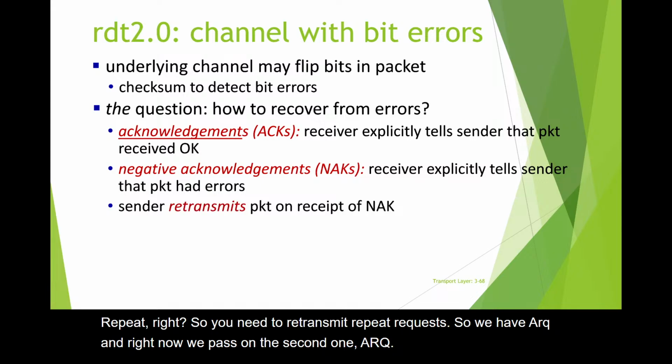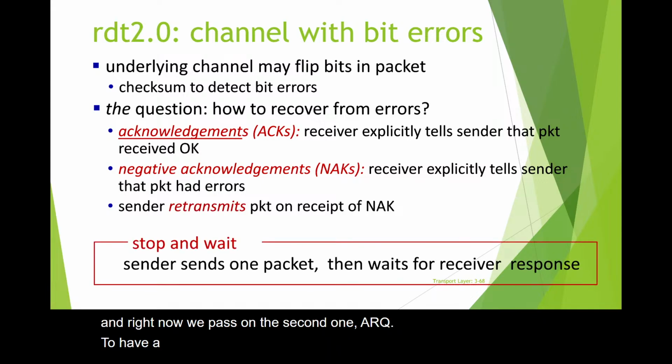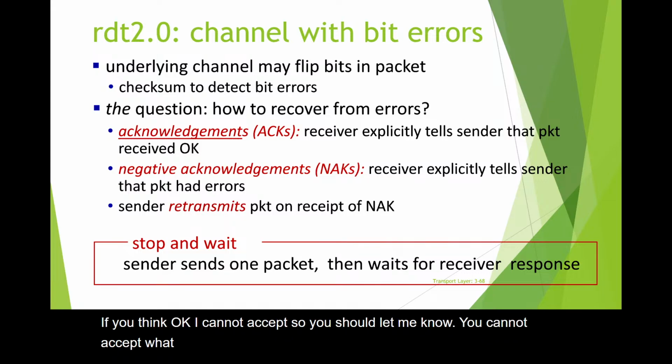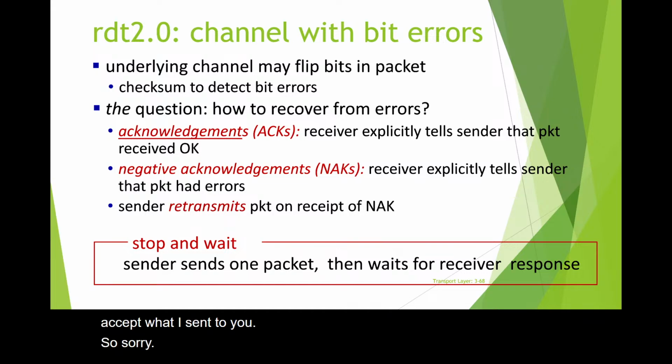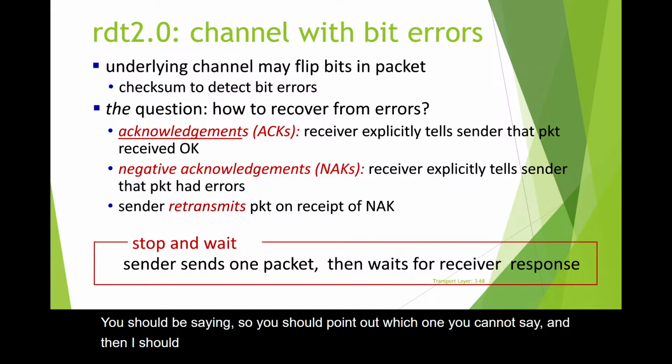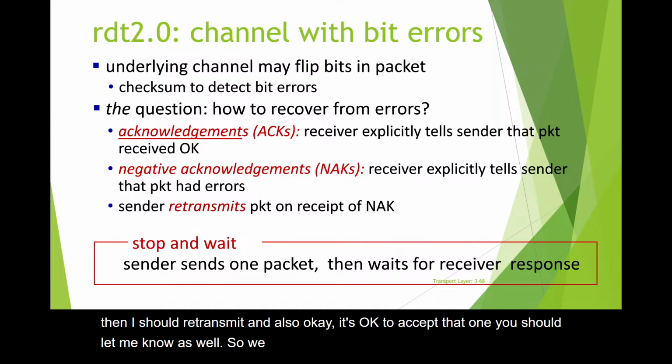To have ARQ, we should have a mechanism. If you think, okay, I cannot accept, you should let me know. You cannot accept what I send to you. If so, you should point out which one you cannot accept, and then I should retransmit. And also, okay, it's okay to accept that one. You should let me know as well. So we have this acknowledgement.